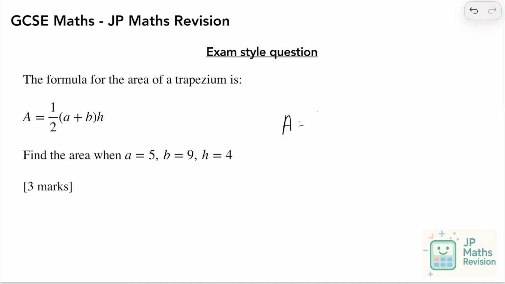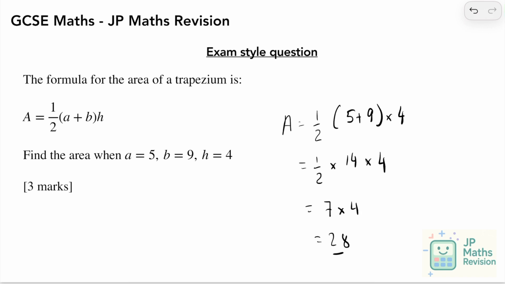So we have A equals a half times (5 plus 9) times 4. So it's a half times 14 times 4. So a half of 14, that's just 7. So 7 times 4 equals 28. So it's 28 units squared. Okay?